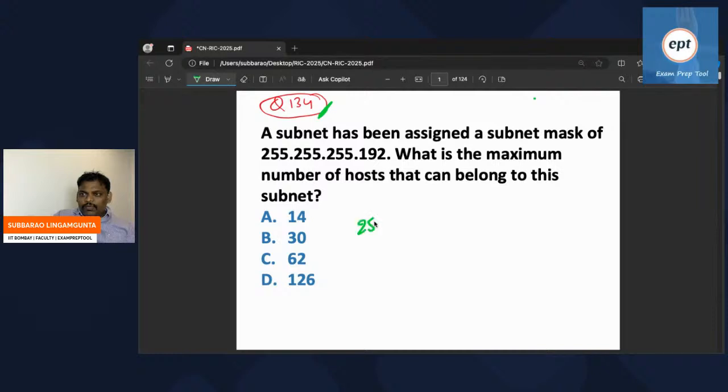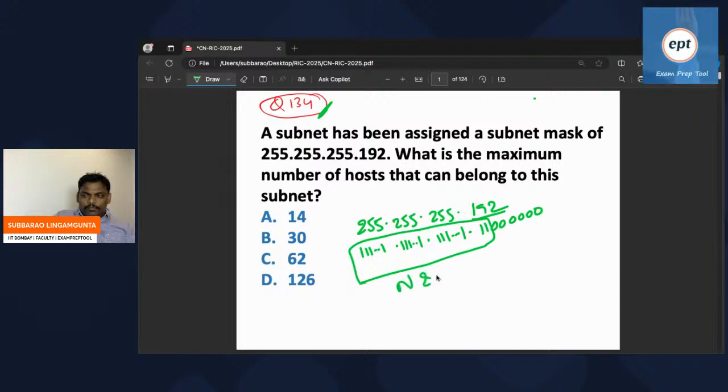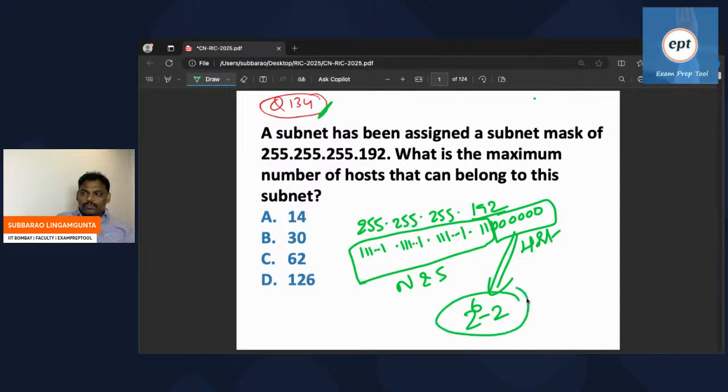If you see the subnet mask 255.255.255.192, these are all ones, this is also all ones, this is also all ones. But 192 is double one followed by double zero. You know very well that in the mask, ones indicate network and subnet, and zeros indicate host. I think the host part is 6 bits. So 2 power 6 IPs are possible, minus 2 hosts possible. 64 minus 2 is 62. So the answer is C. If anyone has any doubt, let me know.